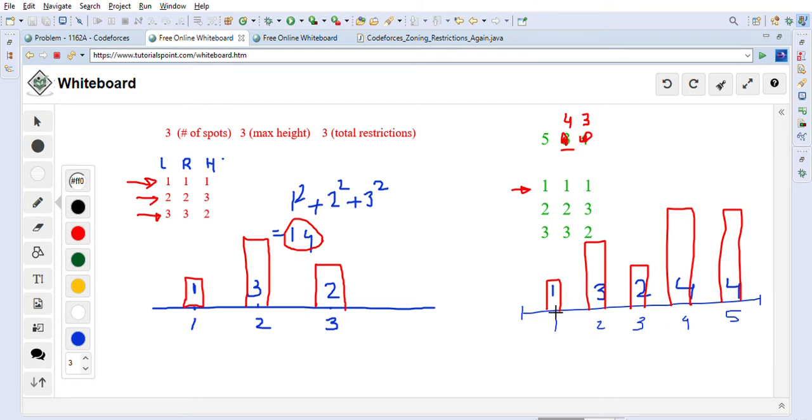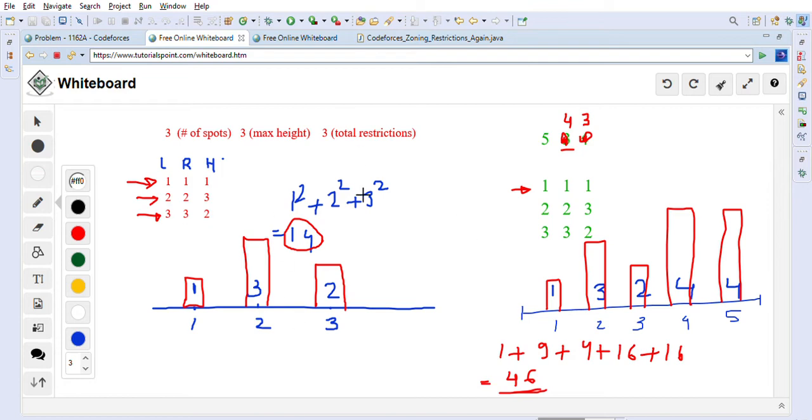So how much total profit can we get? 1 square is 1, plus 3 square is 9, right? Plus 2 square is 4, plus 4 square is 16, and plus 4 square again is 16. So 16 plus 16 is 32, 32 plus 4 is 36, 36 plus 9 is 45, plus 1 is equal to 46, right? So 46 is the profit we can get from this configuration. So we have to output this, right? This is what the problem is for this zoning restriction, and we are asked to maximize our profit.